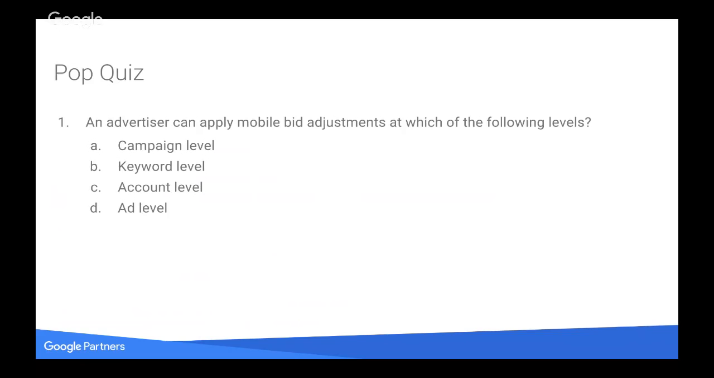So question 1: an advertiser can apply mobile bid adjustments at which of the following levels? A, campaign level; B, keyword level; C, account level; and D, ad level. So the answer here would be both A as well as C, since bid adjustments can be created at the campaign level as well as the account level.